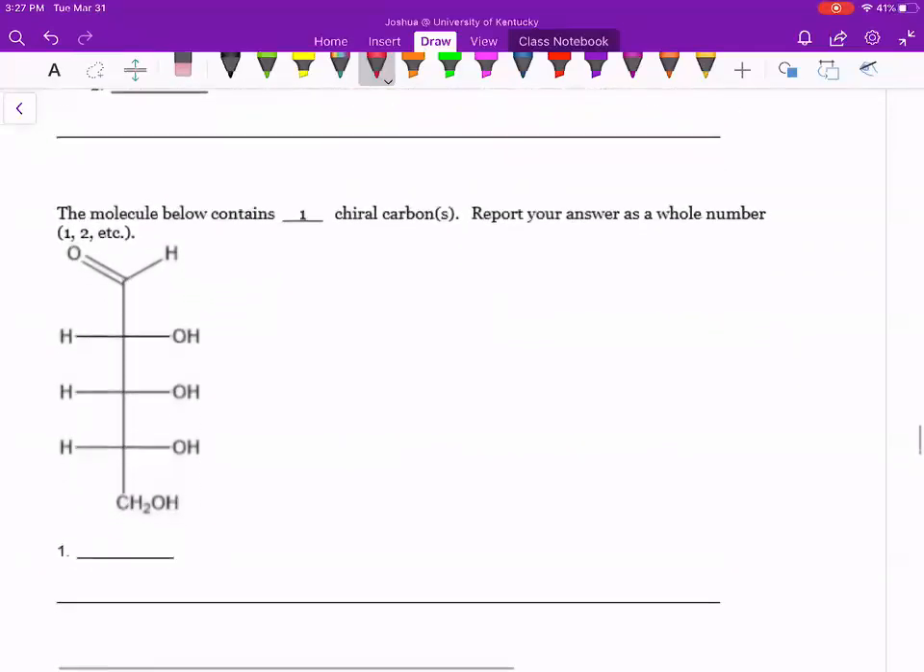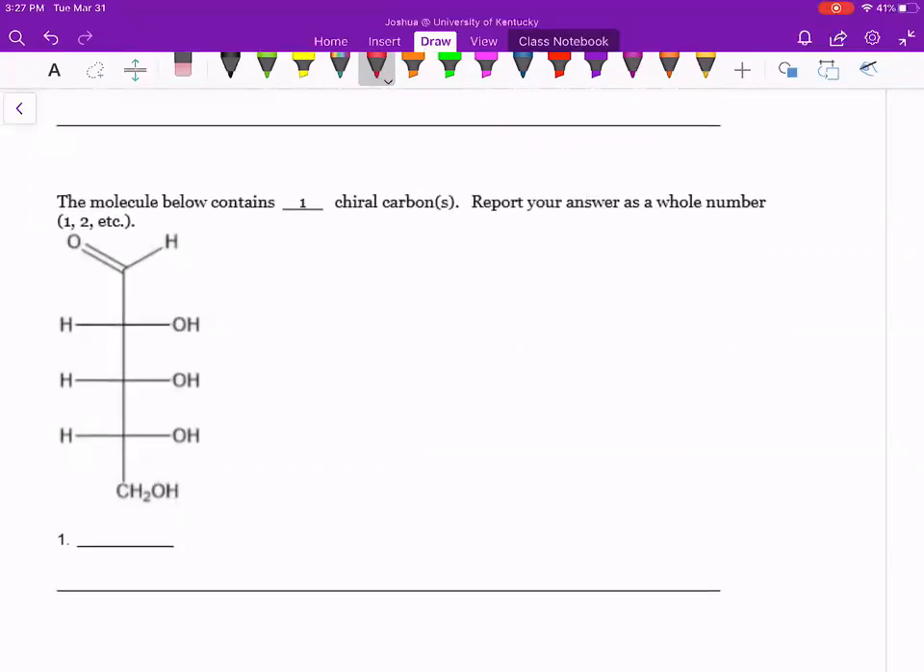The molecule below contains blank chiral centers. Report your answer to the whole number. 1, 2, 3. It has 3 chirality centers.